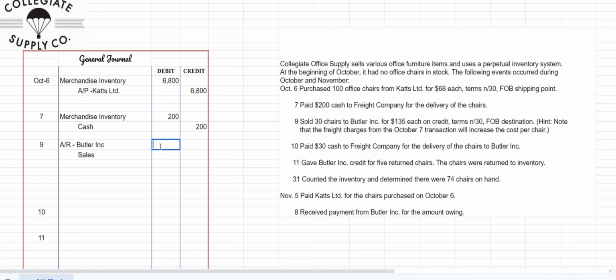So sold 30 chairs for $135 each. How much does Butler owe you? That's going to be 30 times $135, and that's $4,050.